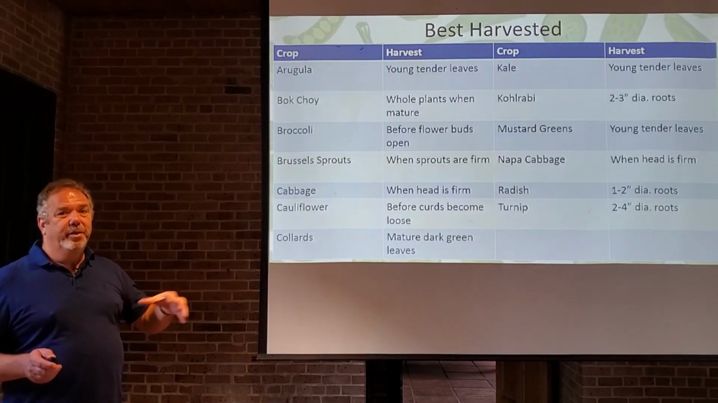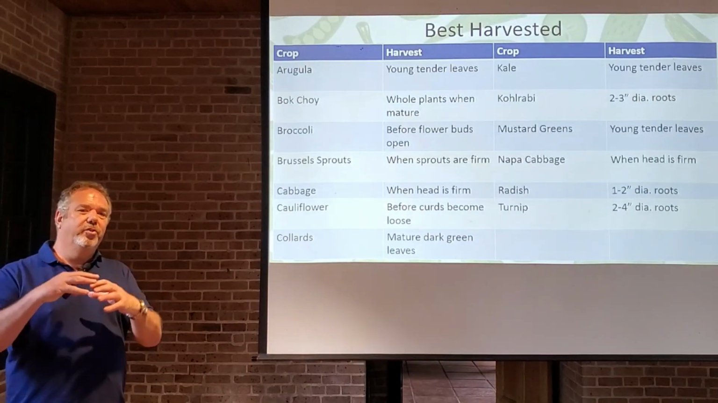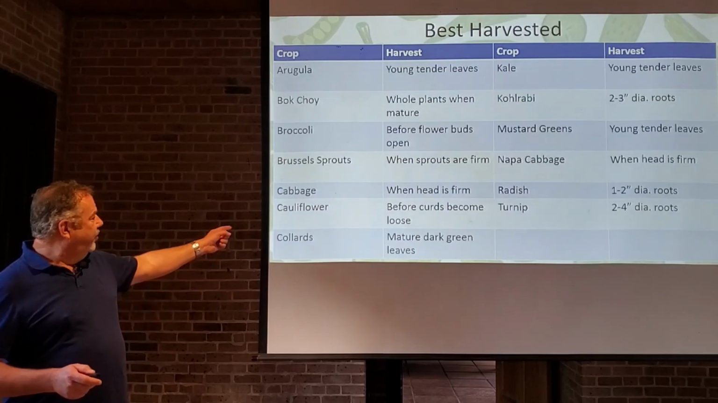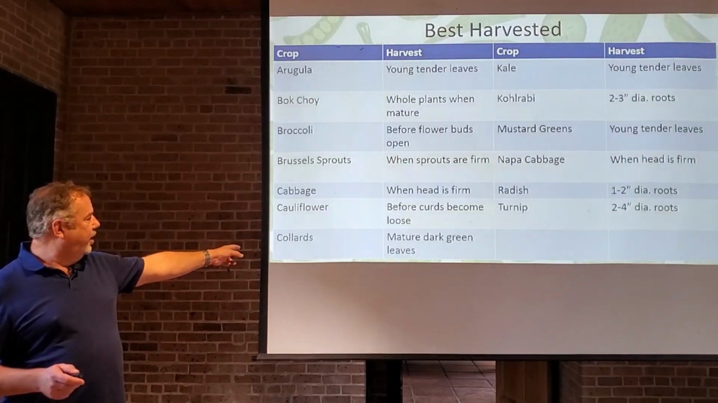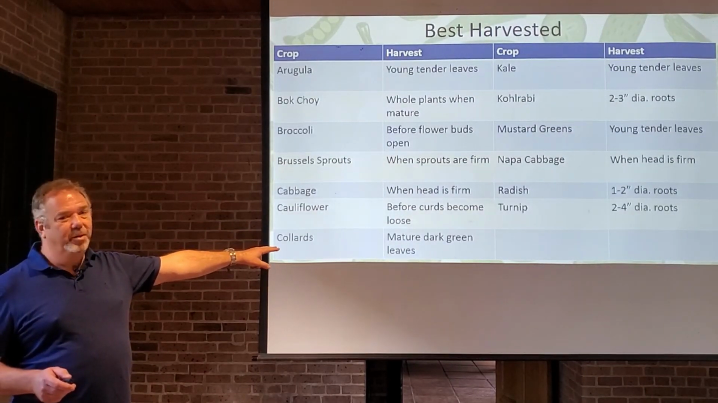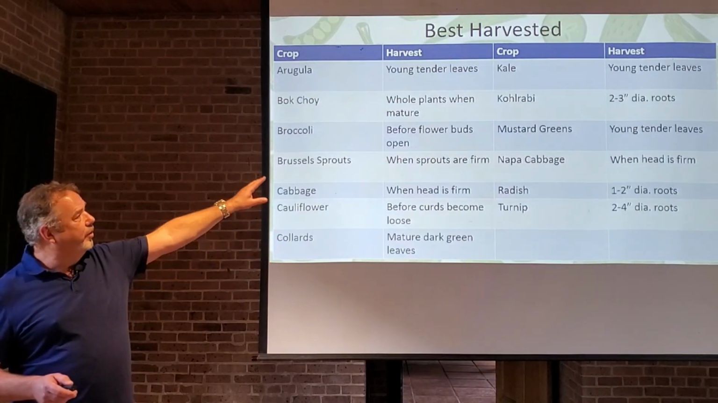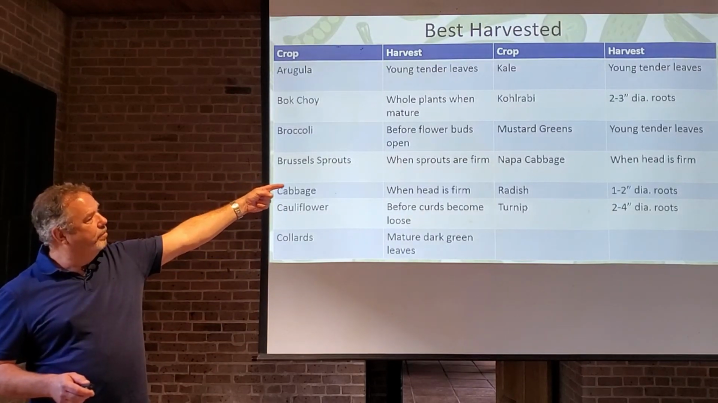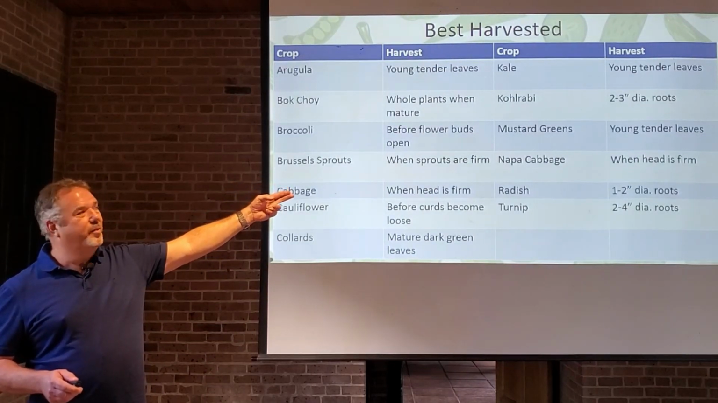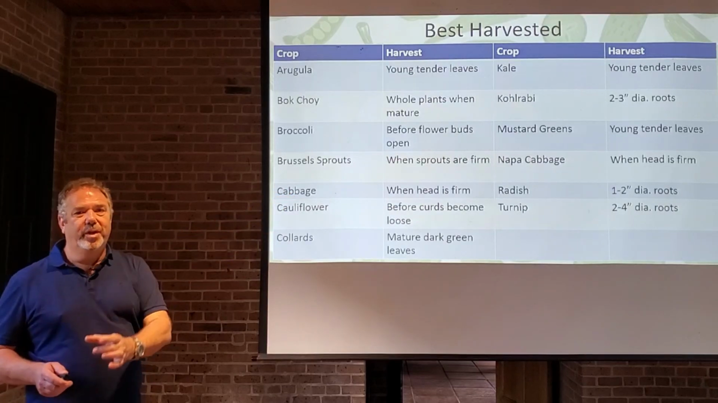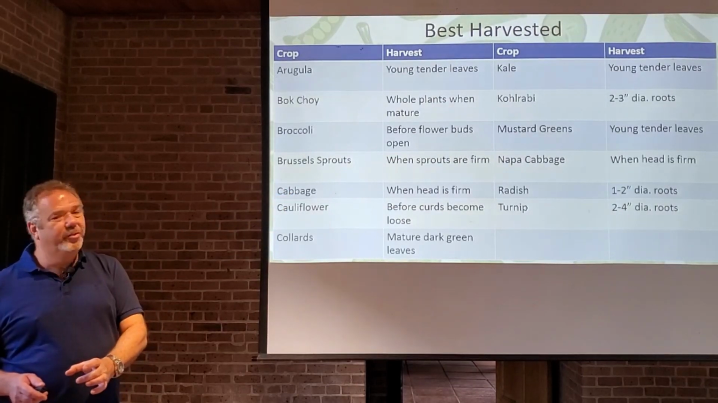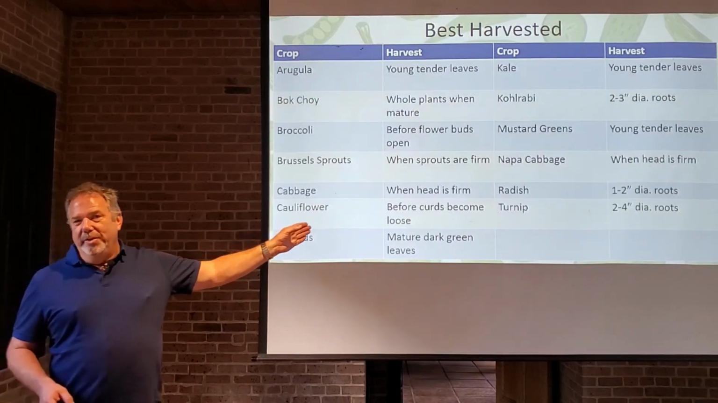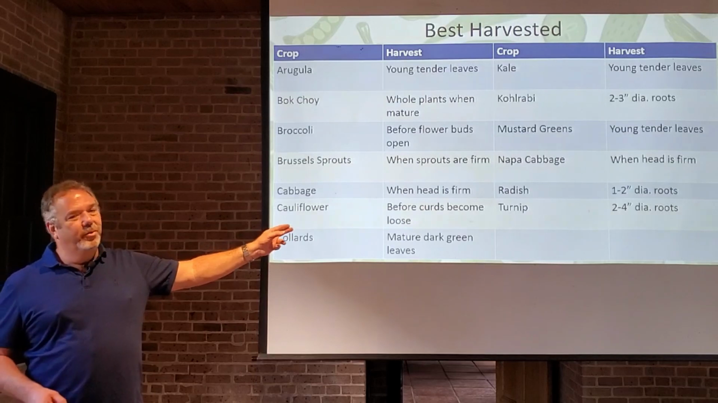Cabbage, you want to feel it when the head is firm. That means all those leaves have wrapped in and come close together, so that's nice. Cauliflower, before the curds become loose. Collards, you want nice, dark, green, mature leaves, so these are big leaves. Whereas kale, you want the younger, tender leaves. And on down the line, kohlrabi, you actually measure the size of the plant at the roots, about 2 to 3 inches diameter. And radishes, again, it's only about 1 to 2 inches diameter, and turnips about 2 to 4 inches.